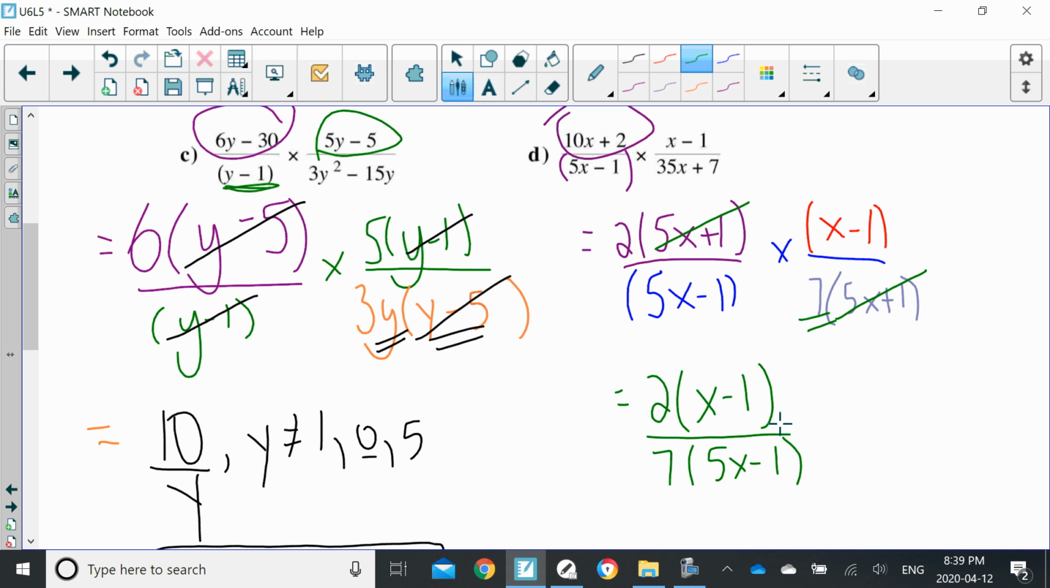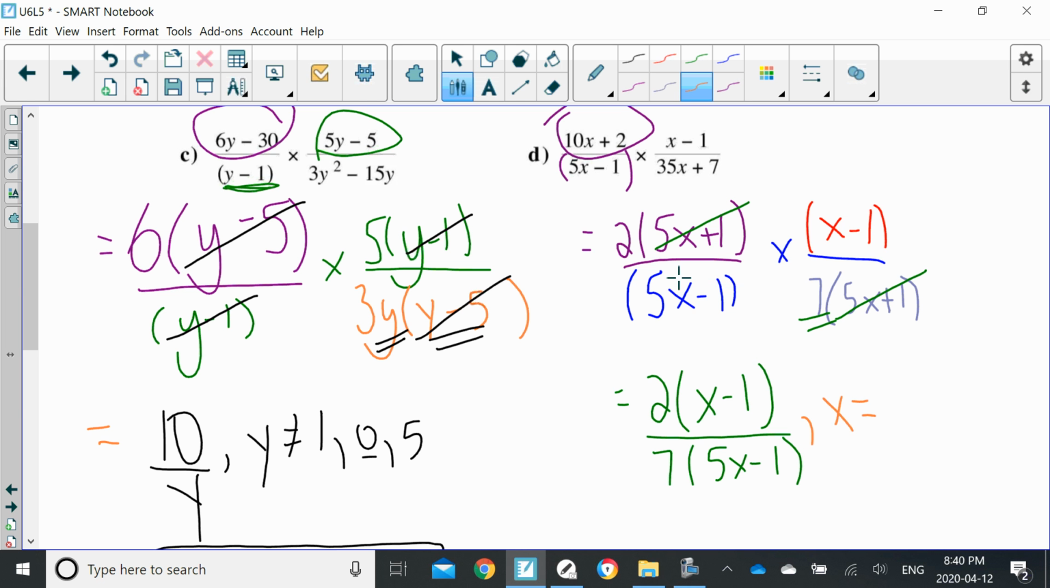There's nothing else. 2 over 7 does not reduce. And these 2 do not cancel, right? In order for these 2 factors to cancel, I would need a 5 in front of this x. A 5x minus 1 and a 5x minus 1 would cancel, but these are 2 completely different factors, so that would be my solution. And then I would say, comma, what could x not be equal to?